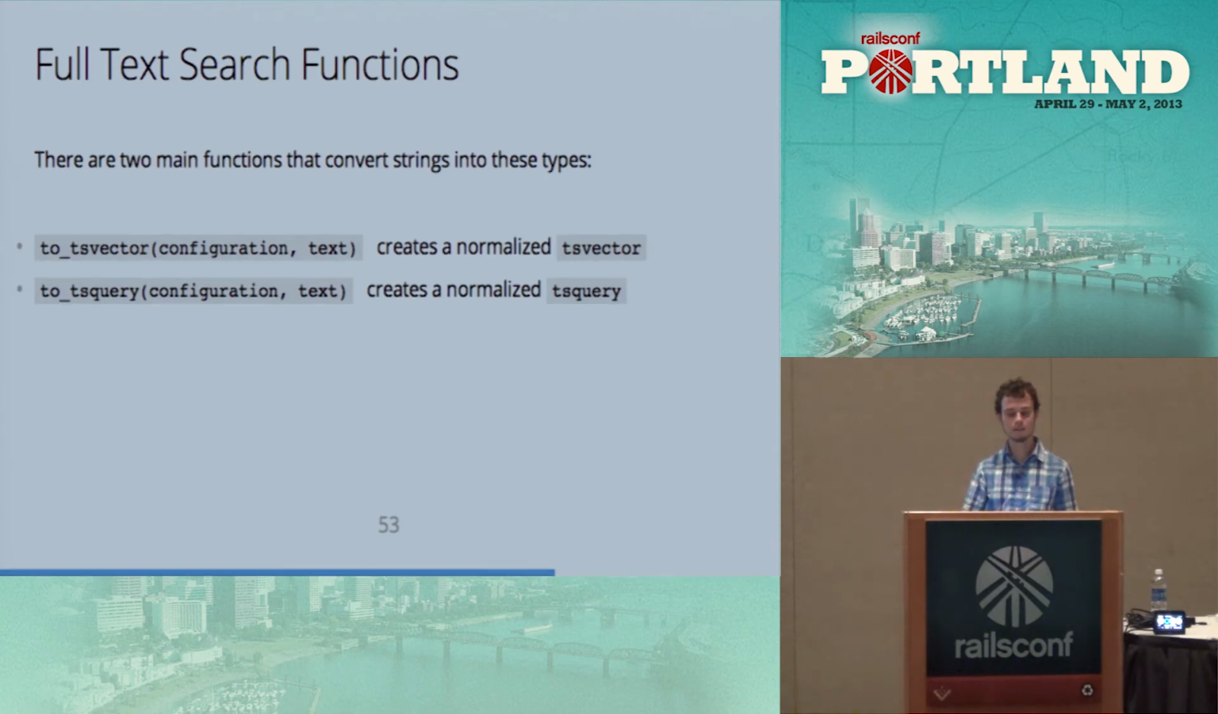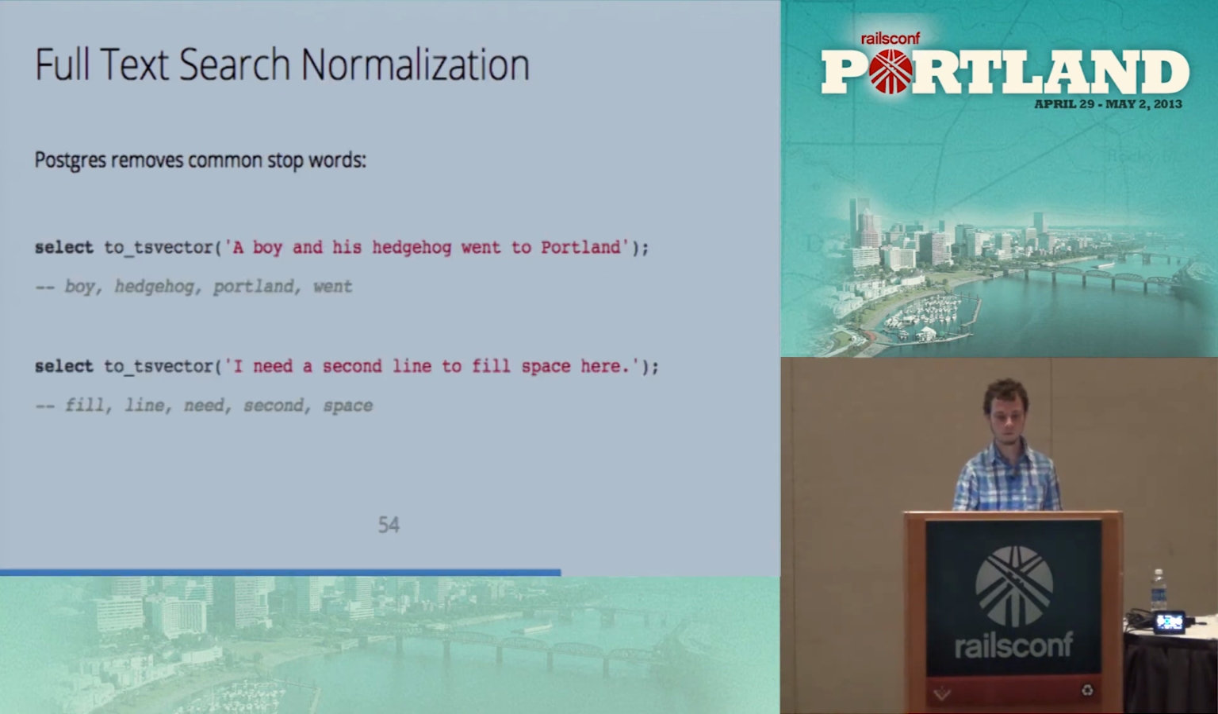What's important is that these create normalized vectors and normalized queries. What do I mean by normalized? Well, here are a few of the things that Postgres does when it normalizes your vectors and your queries. First, Postgres removes common stop words. So for instance, if we do to_tsvector on a boy and his hedgehog went to Portland, you're going to get back boy, hedgehog, Portland, went. It strips out things like a, and, his.